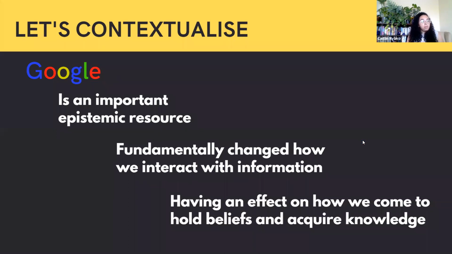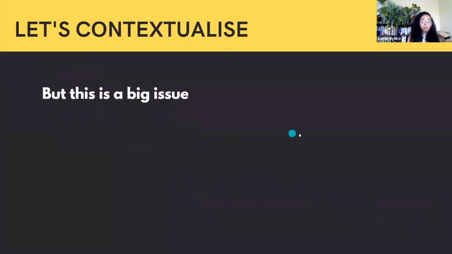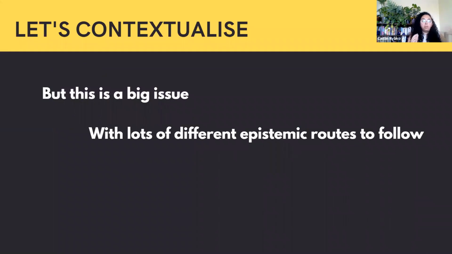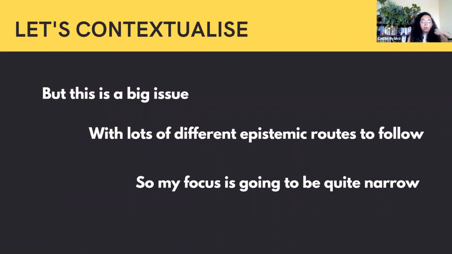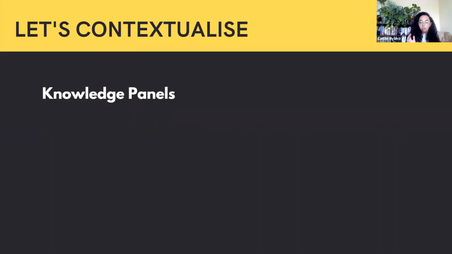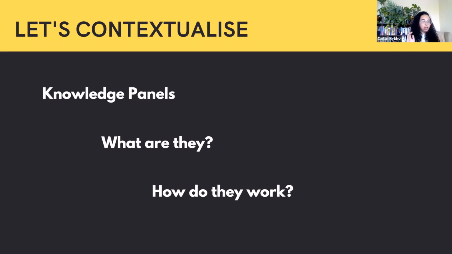This is obviously having an effect on how we come to hold beliefs and acquire knowledge. It's not really clear that the routes of traditional knowledge acquisition apply to online spaces in general, and even less so when the provenance of the information that we're presented with is so opaque. But this is a very big issue, and we have lots of different epistemic routes to follow here. So my focus is going to be really narrow, and I'm going to be focusing on what Google calls knowledge panels. What are they? How do they work? I'm going to explain that to you in a moment.